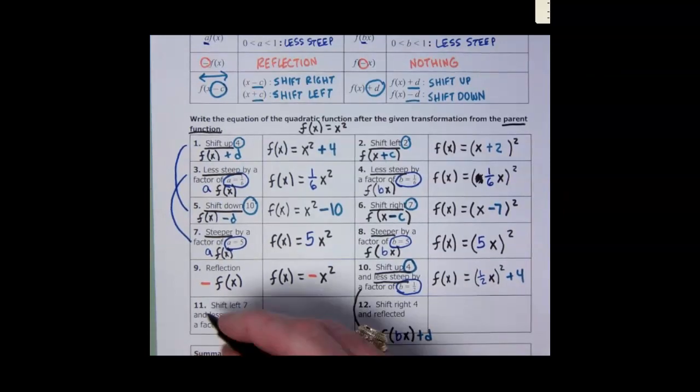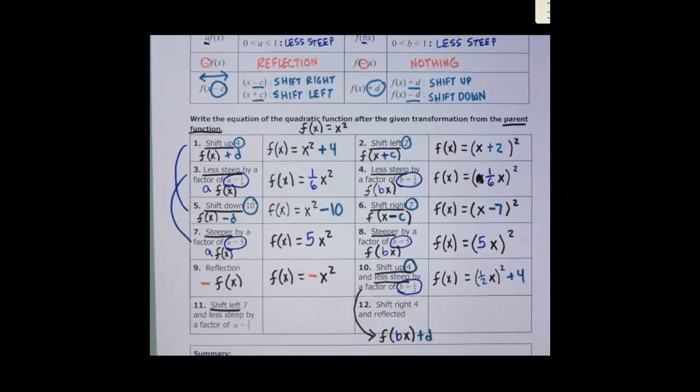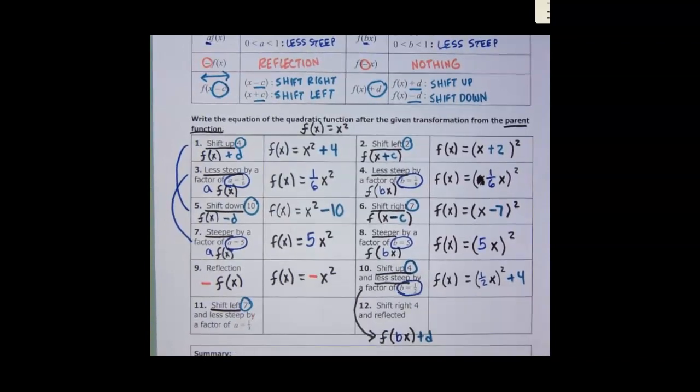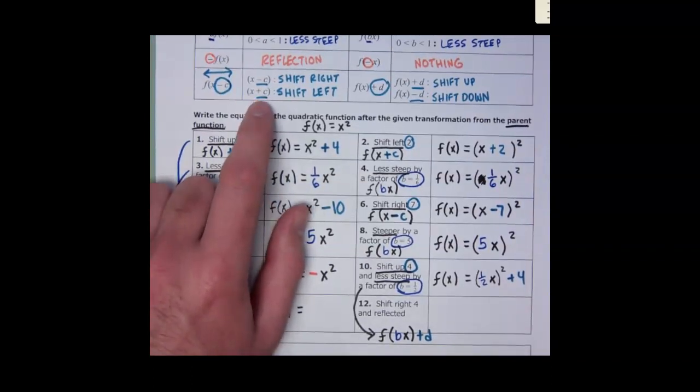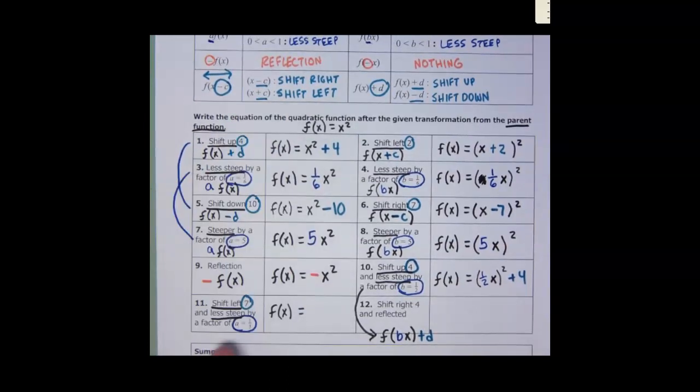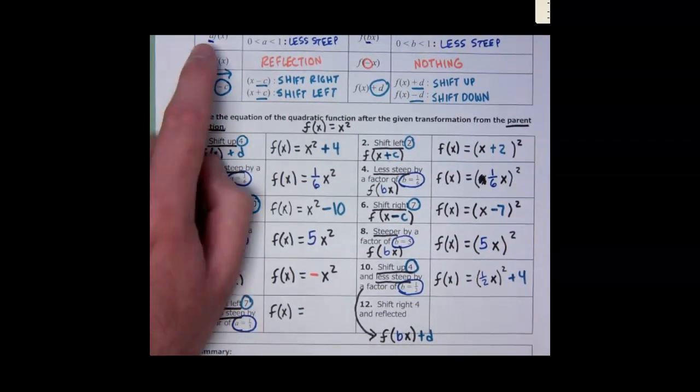I shift left 7, and then less steep by a factor of a equals 1/3. Okay, again, I'm going to start off with f of x, always. But let's see what my formula would look like. If I have a shift left 7, that means that something's happening inside the parentheses up here, x plus c. But then if I have a factor of a equals 1/3, that means I'm doing something on the outside.